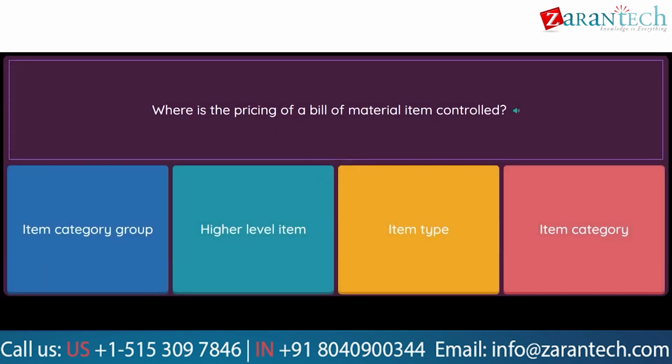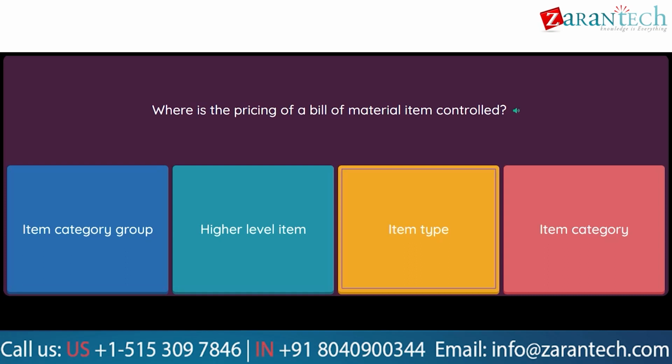Question: where is the pricing of a bill of material item controlled? Option 1. Item category group. Option 2. Higher level item. Option 3. Item type. Option 4. Item category.